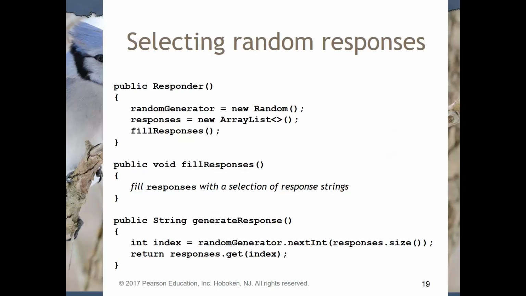So if we want to send random responses, here's an example. New Random, got the ArrayList, fillResponses. fillResponses has some kind of code in here that puts in things like thank you, you're wrong, excellent idea, etc. And then here it's going to go ahead and get a random integer, put it in the index, and then send the response at that index back. Notice it's bound automatically by this. Okay?